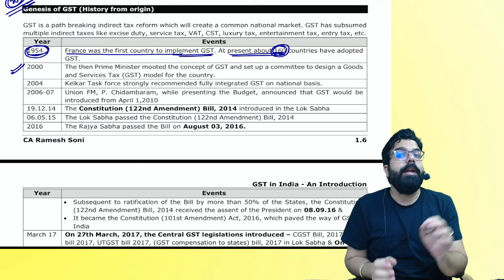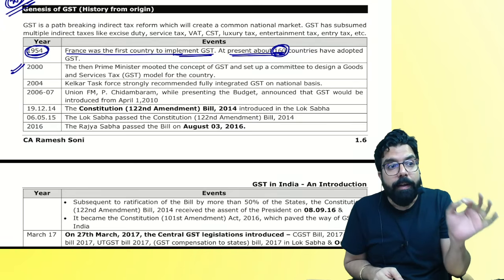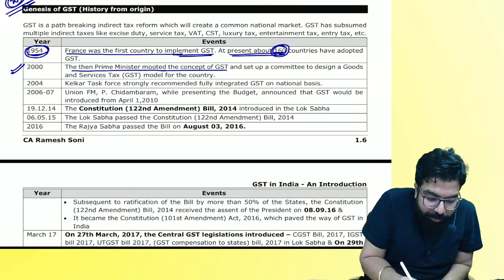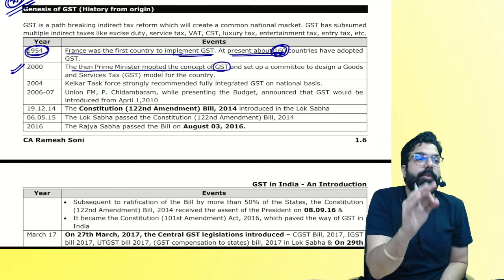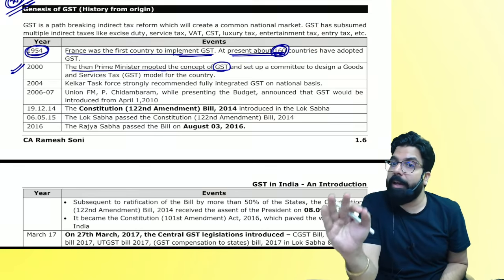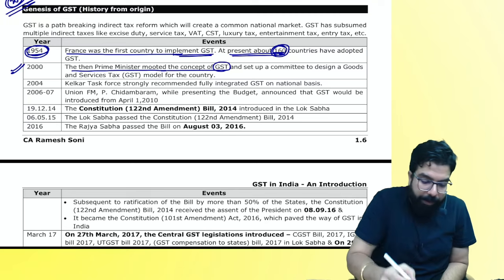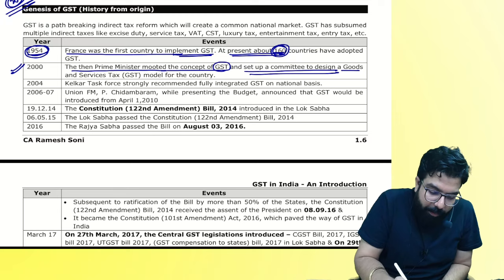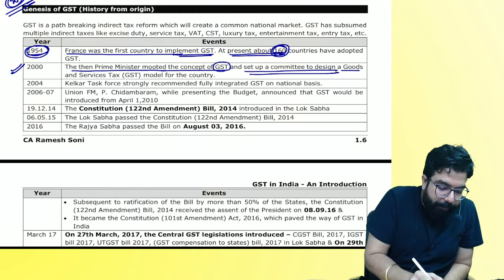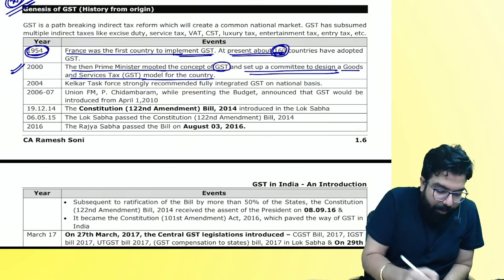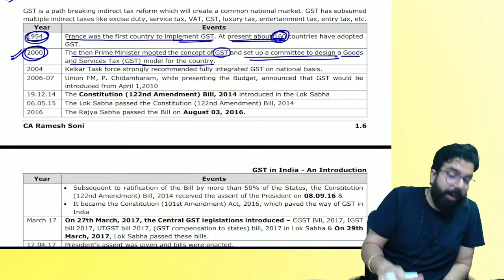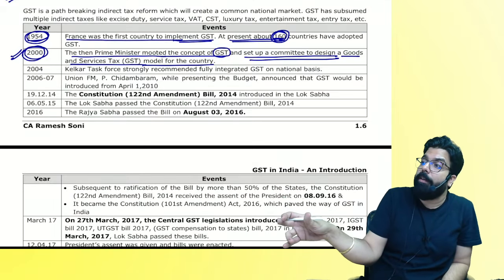In India, in the year 2000, the president mooted the concept of GST. It means the president at that time said that we will bring GST into India. And he set up a committee, which is known as what, everyone? A committee to design what? A GST model for India. When did the thought come in India? 2000. When did GST actually come in India?